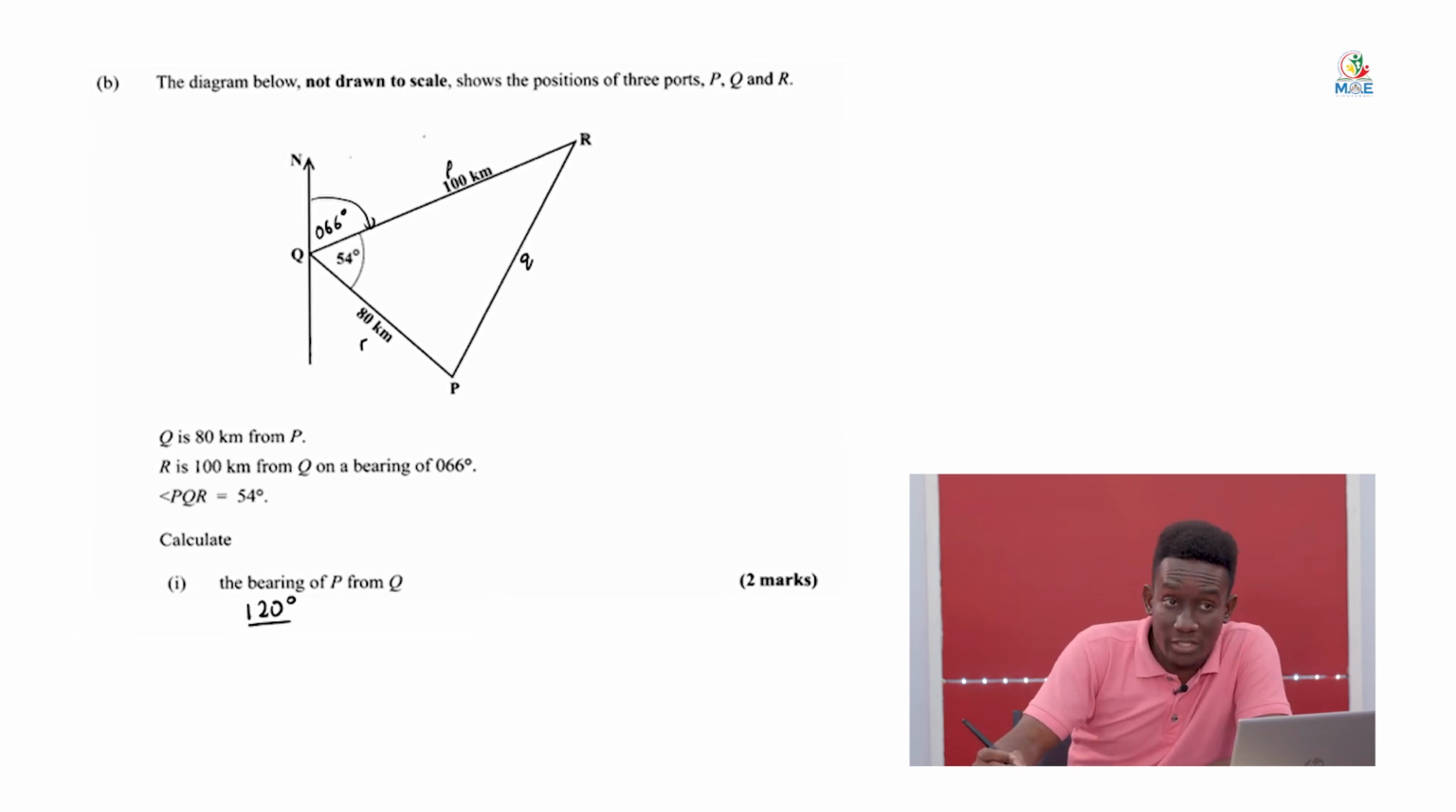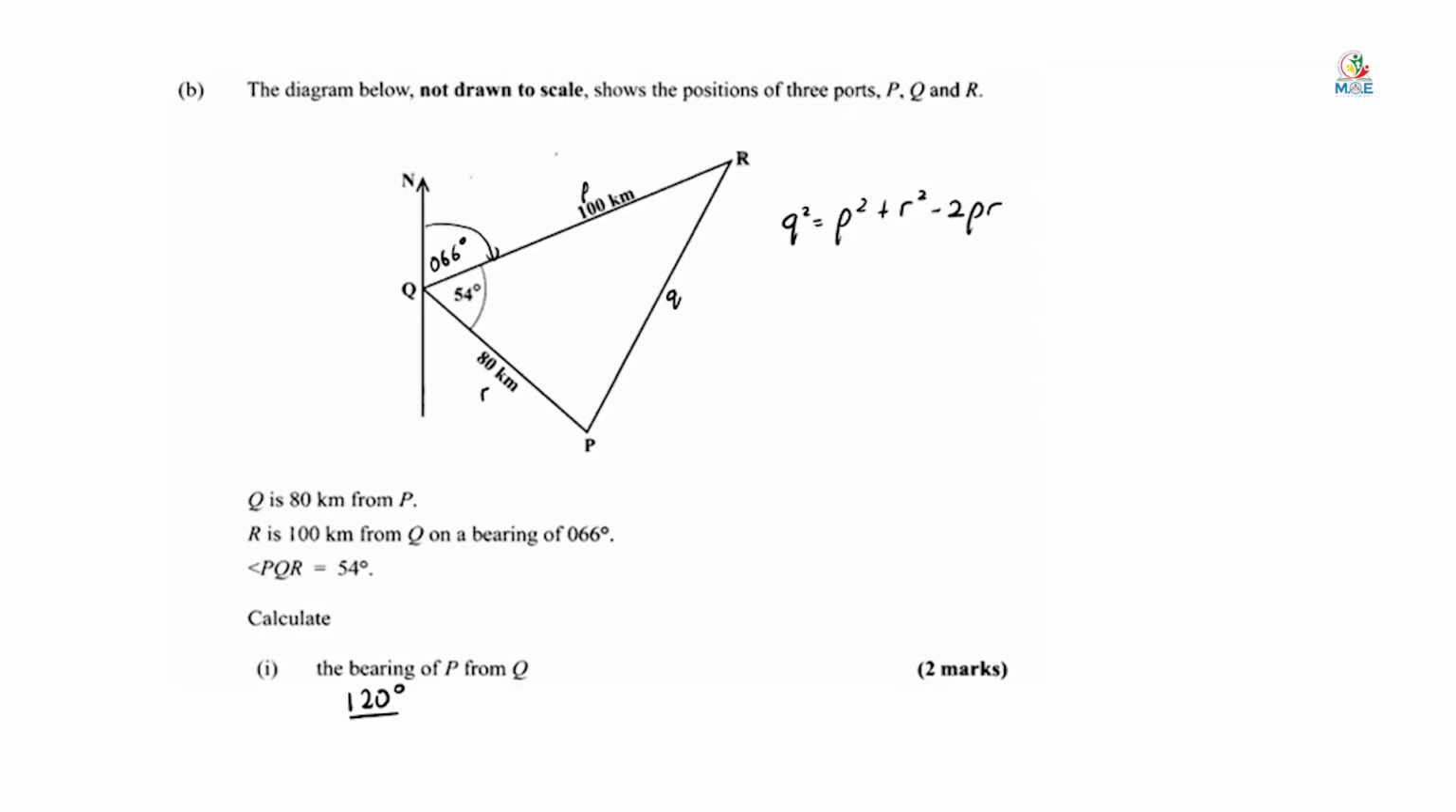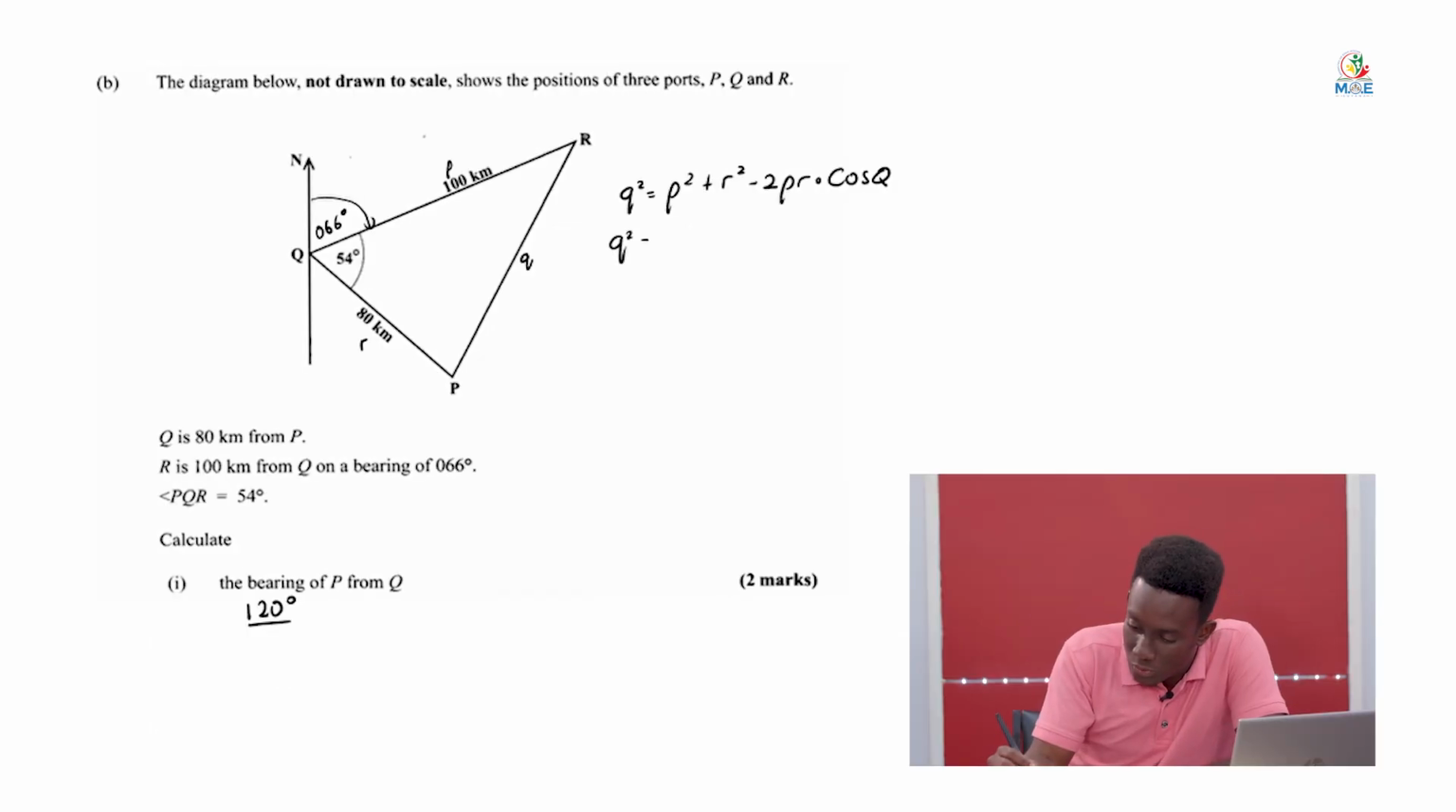So we can use the cosine formula, which says, since we want to find q, q squared is equal to the other two sides, which would be p squared plus r squared, subtract 2pr, all multiplied by cos Q. So now this will be q squared is equal to p, which is 100 squared, plus r squared, which is 80 squared, minus 2 times p, which is 100, multiplied by r, which is 80, times cos Q, which is 54.